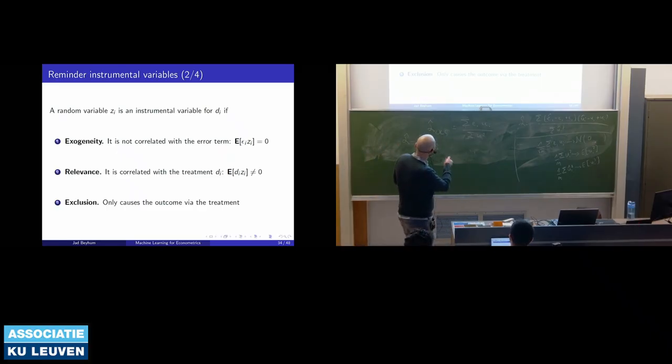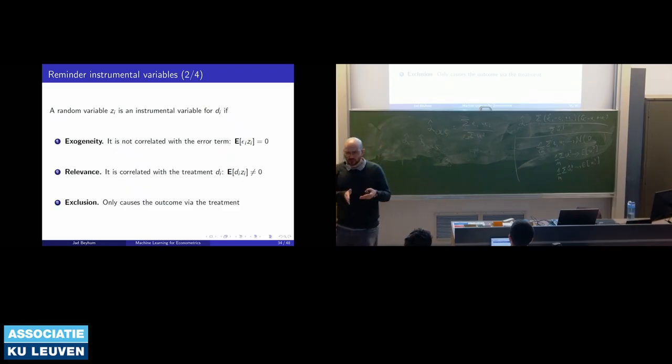The second one is relevance. It's correlated with the treatment. In that case, that means growing up close to a college, everything else equal, makes you more likely to go to college, right? Because the issue is that if people who grew up close to a college and people who did not were at the same level of education, then this does not allow me to estimate any effect of education, right? By comparing these two groups, I don't have a difference in education, so that doesn't help. So that's why you need relevance.